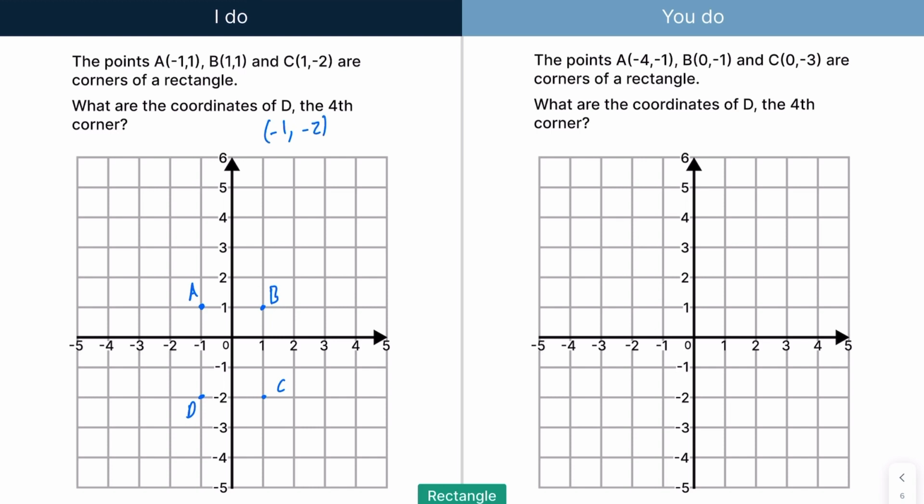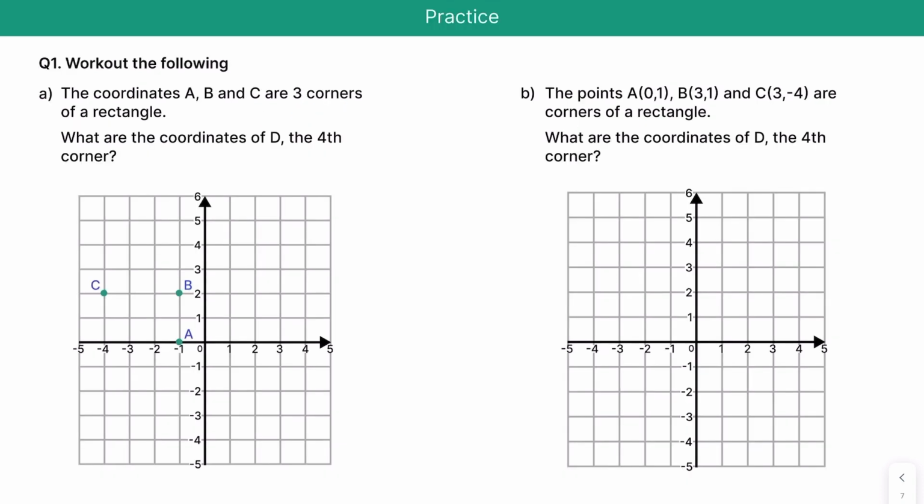And again, hopefully you've pressed pause and had a quick example on the right. So that would be A. And then B would be 0, -1, and then C would be 0, -3, which means D must be here, which is -4, -3. So here's some practice questions. Press pause and I'll go. Here are the answers. Mark your work.